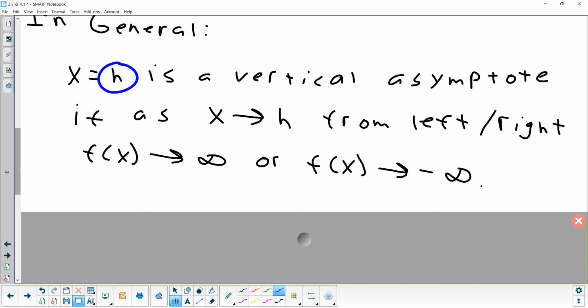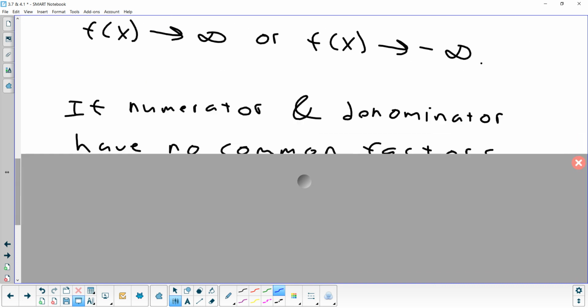So if you found the domain, the values you don't use are the vertical asymptotes. So there's no extra work to do once you have the domain. There's only one exception to that. Okay, so you want to find your domain, find the ones that don't work. And those most likely are going to be your vertical asymptotes.